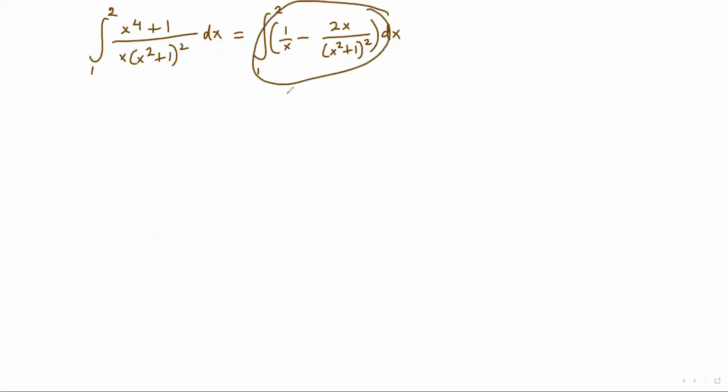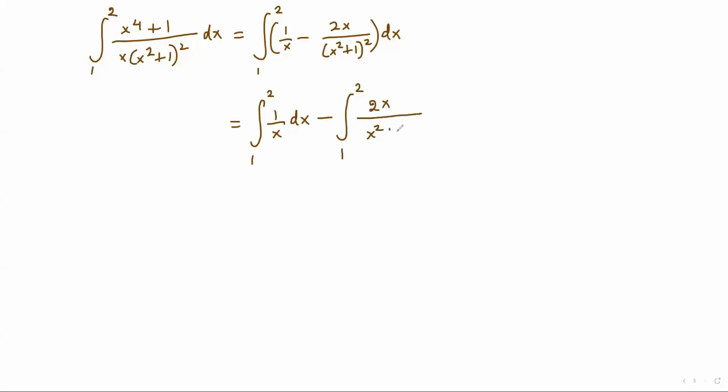Okay, now let's continue the integration process on the next page. To integrate this one, what we can do is we can distribute this integration sign to this one and this one. When I do it, I'll be getting integral 1 to 2 of 1 over x dx minus integral 1 to 2 of 2x over (x square plus 1) whole to the second power dx. Okay, already we know that the derivative of ln x is just 1 over x. If we integrate 1 over x, then I'll be getting ln x. So here in the first integration, we have 1 over x. The integration of 1 over x is ln x.